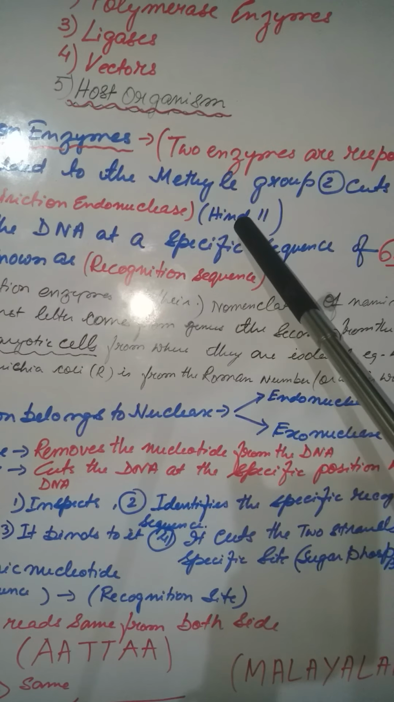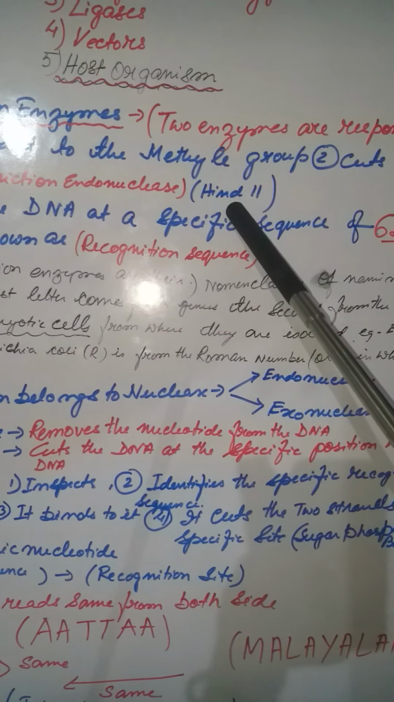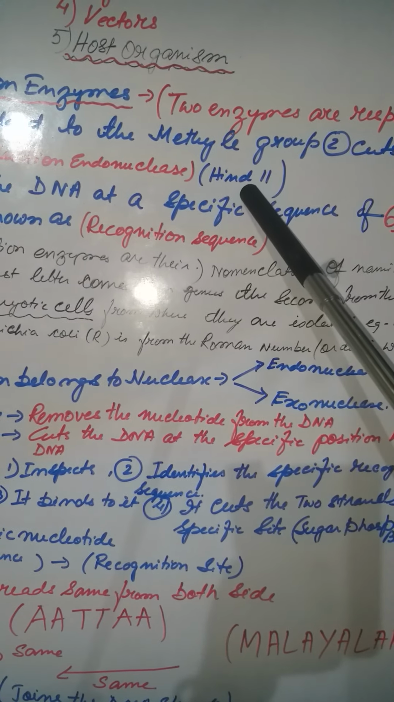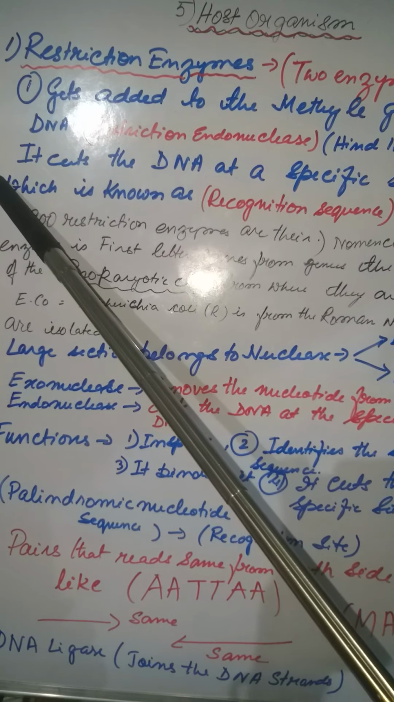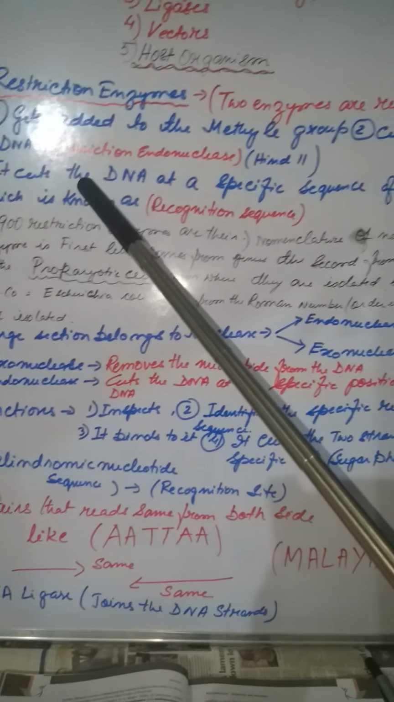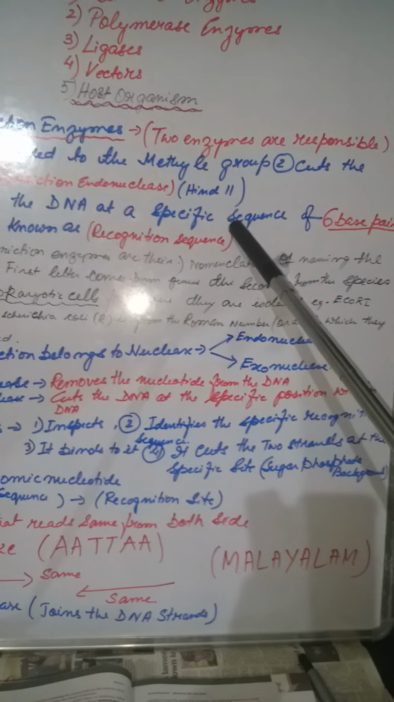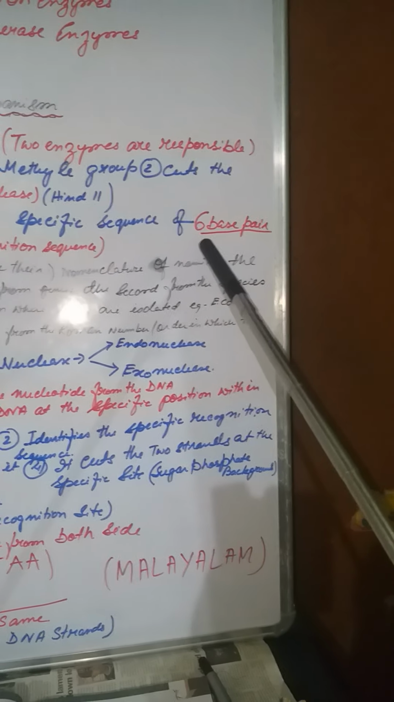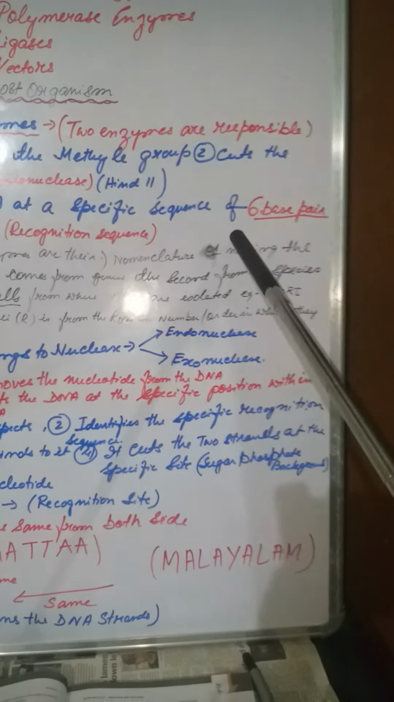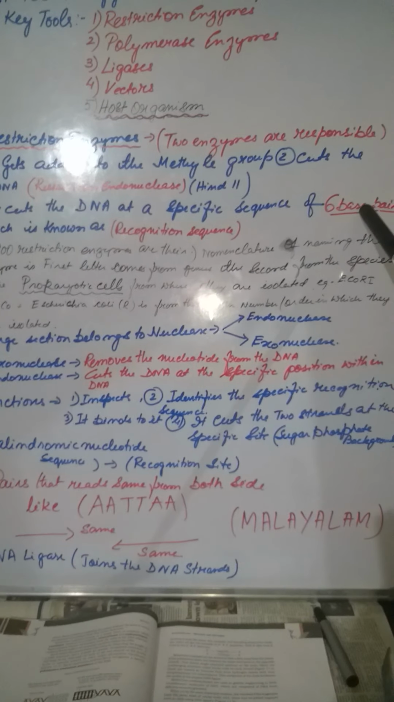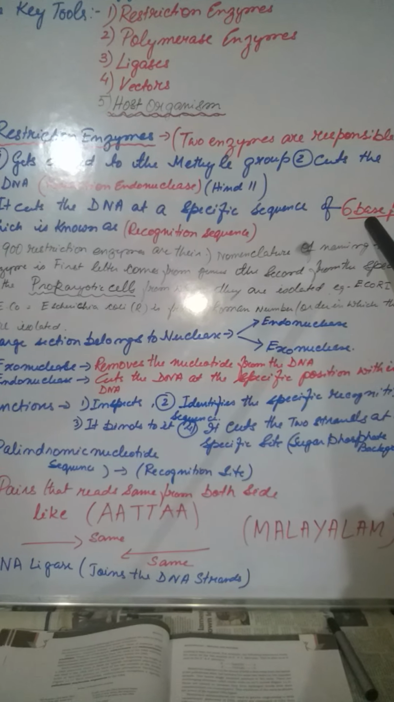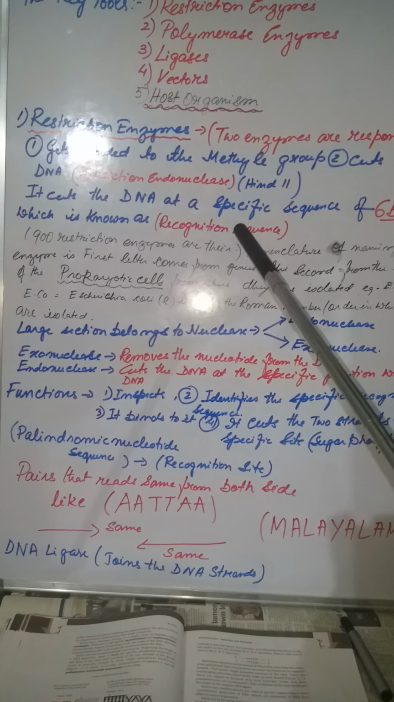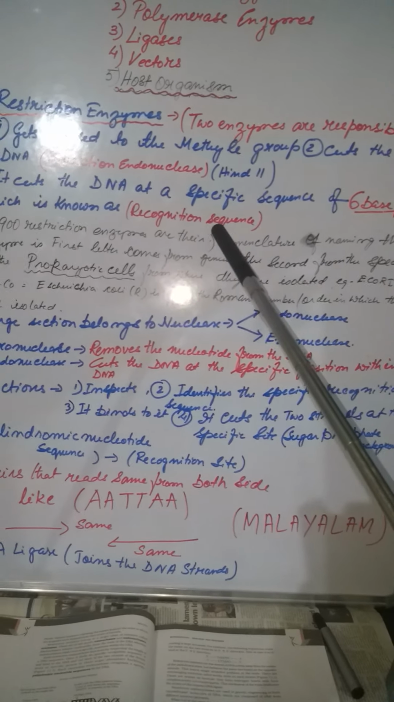The first restriction endonuclease was known as HindII. It was actually isolated from E. coli. It cuts the DNA at a specific sequence. What is the specific sequence that acts as a marker at the recognition site? It is a sequence of 6 base pairs. So the 6 base pair sequence is the specific sequence where they cut the DNA, and this is also known as a recognition sequence.